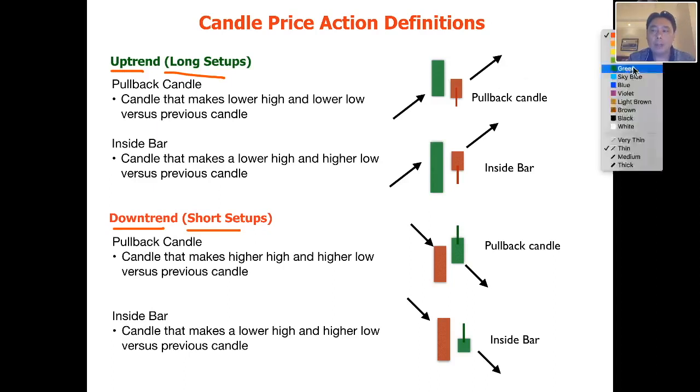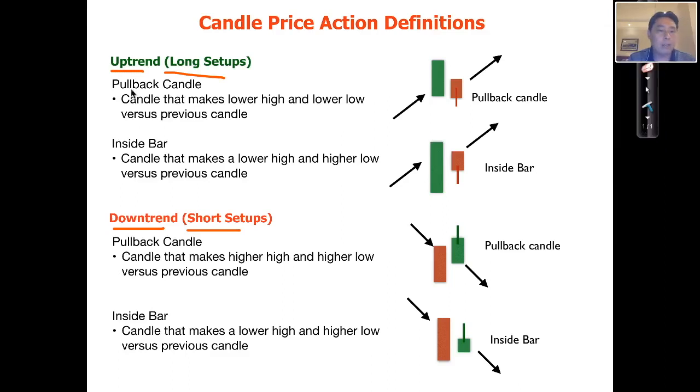First, understand what it means to have a pullback candle. The definition is such: a pullback candle is a candle that makes a lower high and a lower low versus the previous candle. Over here you can see that the price is going up and we've got this bullish candle over here. And what happens after this bullish candle is we have a pullback candle. So this red candle is a pullback candle.